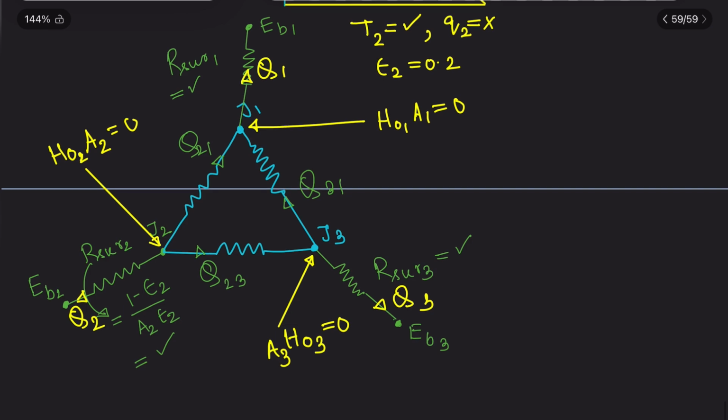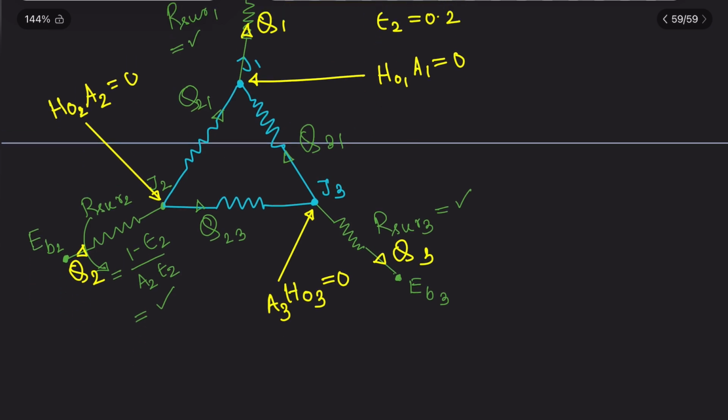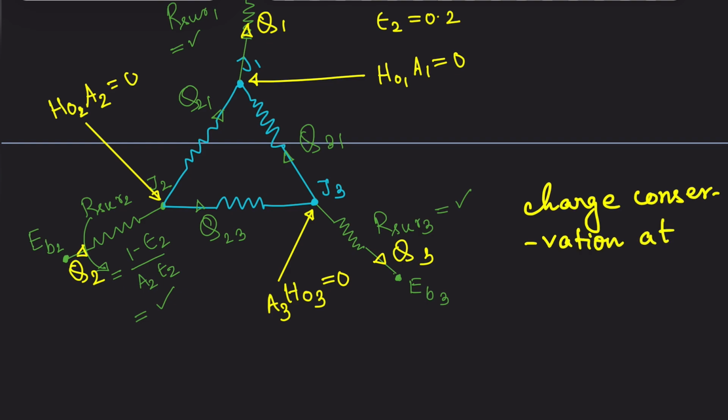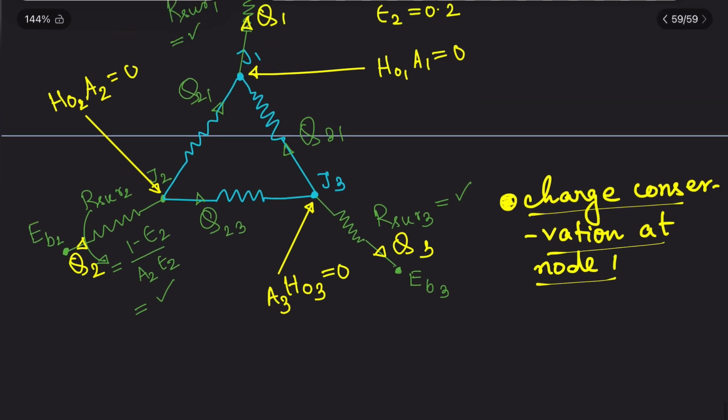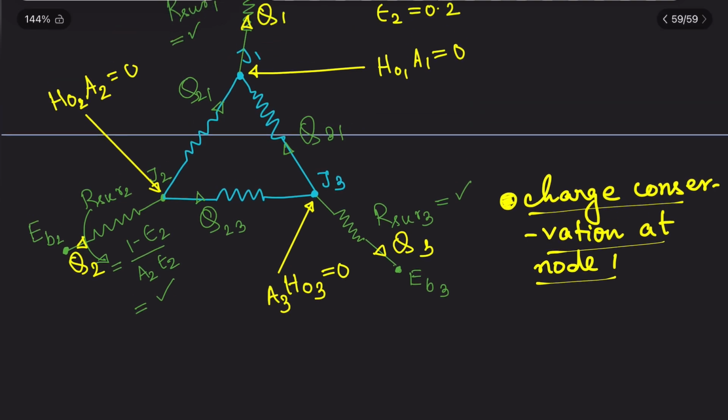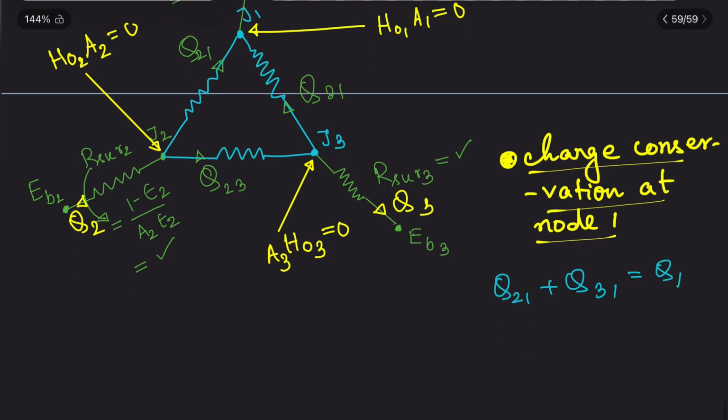So I will do the charge conservation at node 1. If I do that, then see, what is entering? Q21 and Q31 and HO1 A1, but that is 0, and what is leaving is equal to Q1.